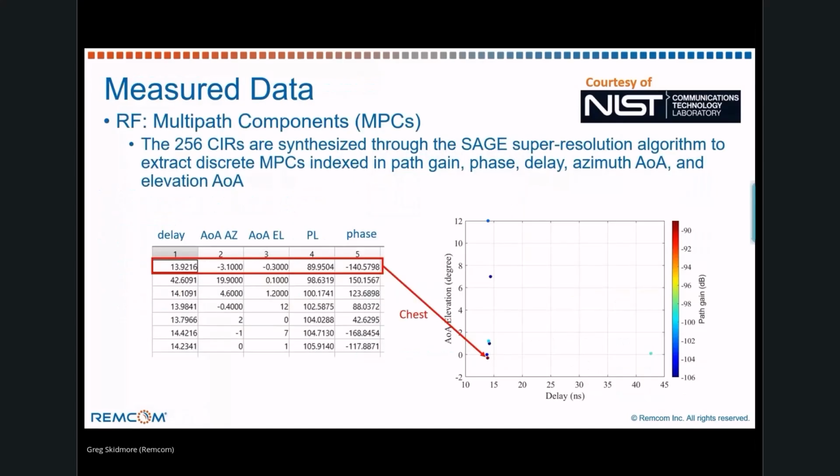The measured data from this was the multipath components that were extracted with the SAGE algorithm, and we have the angle of arrival, azimuth and elevation, and path loss and phase. So these are really in the measurements, and that's just an example path from the chest. You can go to the next slide.